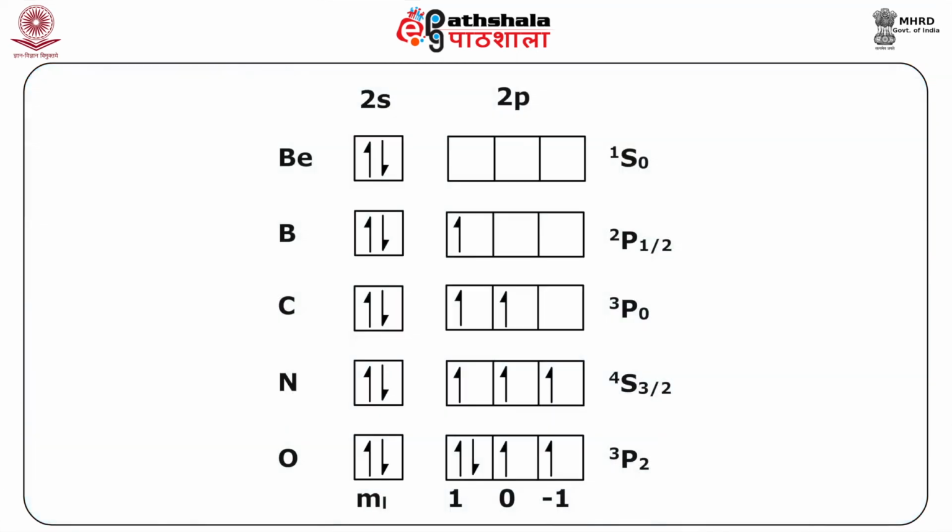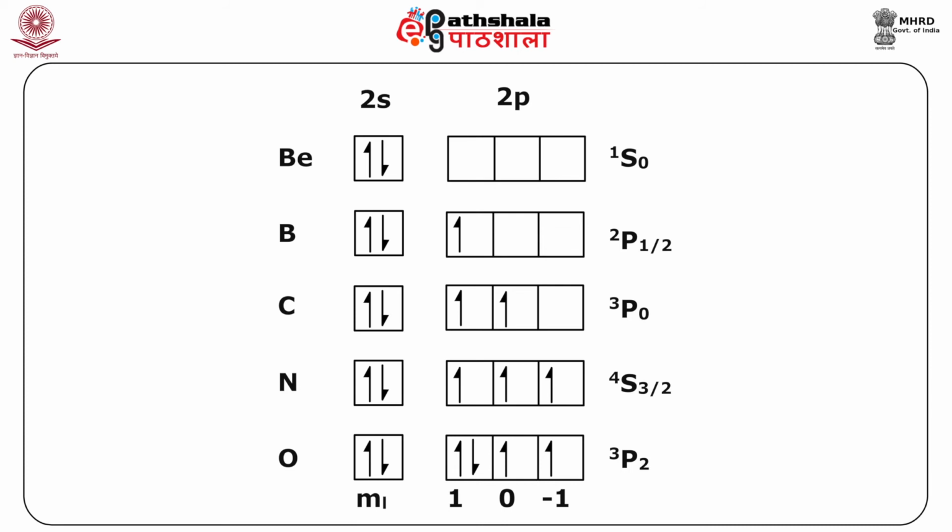Now we will summarize the different second row elements and what are their term symbols. Starting with beryllium, you find that there are 2 electrons in the 2s orbital, so it is completely filled, it is a closed shell system, and its term is 1S0. Coming to boron, there is 1 electron in the p orbital, and because L is equal to 1, you have P, and because there is a single electron, it is a doublet state, you have 2P1/2, and because it is less than half filled.